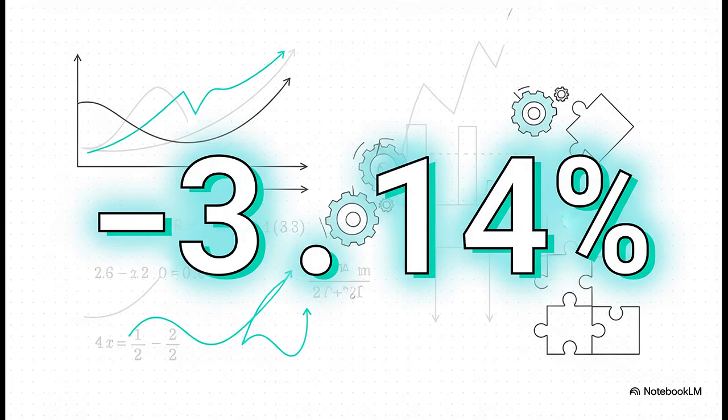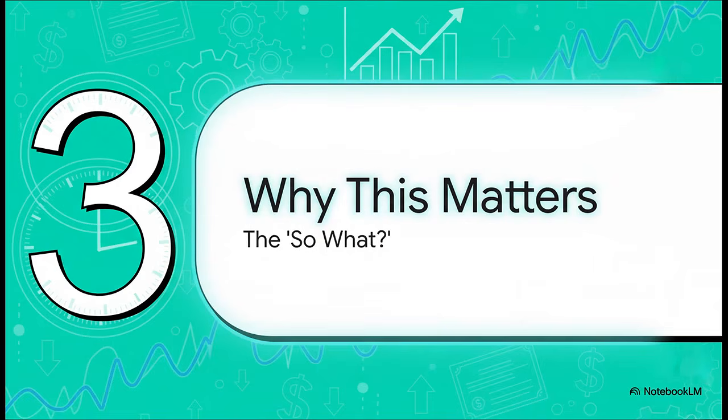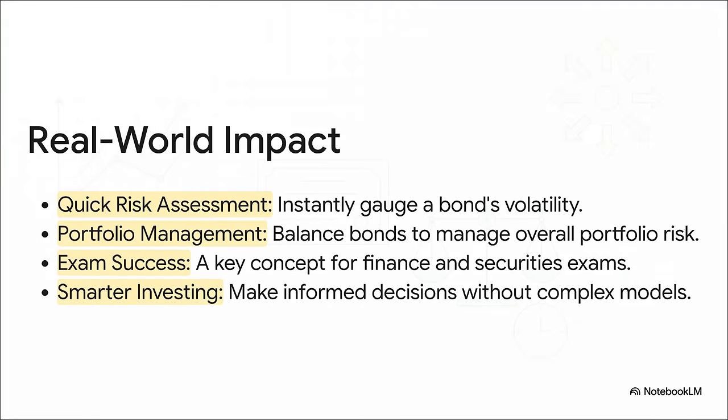Pretty neat, right? Okay, so that's the math. It's a cool trick. But why does this actually matter? What's the real world so what here? Well, it matters for a few really big reasons. For one, it's an amazing tool for quick risk assessment. You see a bond's duration, and boom, you instantly have a gut feeling for how volatile it's going to be. It's also absolutely crucial for portfolio management, right? It helps investors balance out those high and low duration bonds to manage their overall risk. And like our source material points out, you absolutely have to know this for finance exams. But really, the biggest thing is it just leads to smarter investing. It gives you the power to understand risk and make better decisions without needing some crazy, complex financial model.